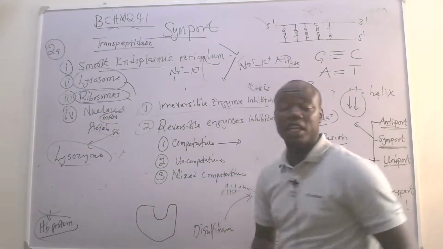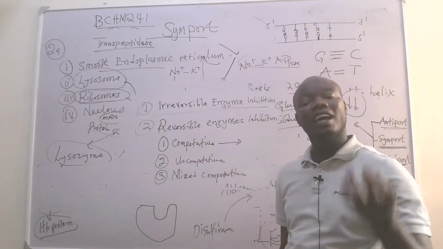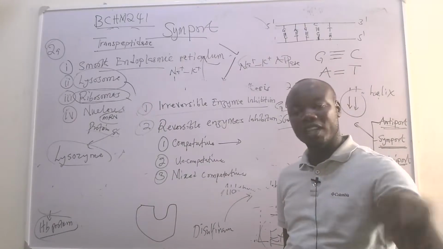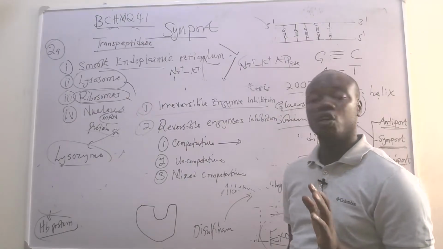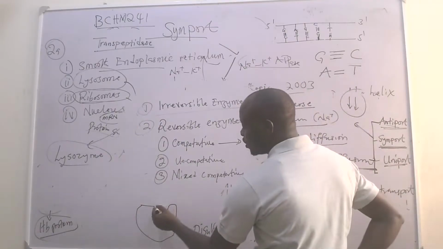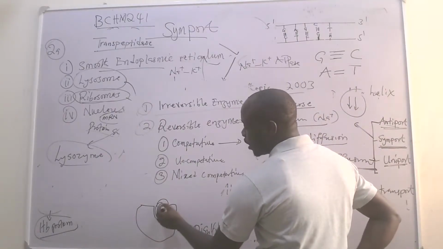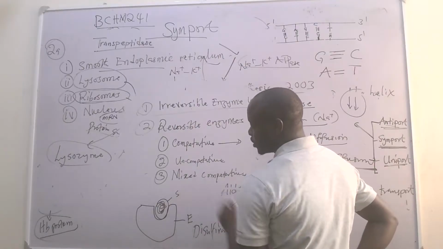The active site of the enzyme is made up of binding sites, a catalytic site, and also amino acid residues in the active site. So what I want you to understand, ladies and gentlemen, is that an active site is a region of the enzyme where the substrate binds. So this is an enzyme and this is your substrate.